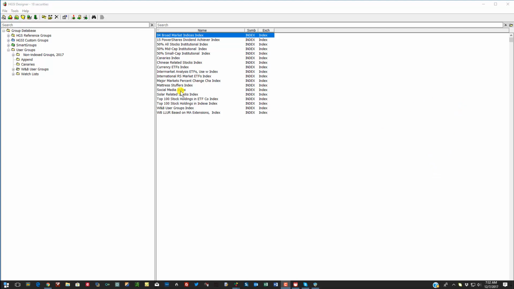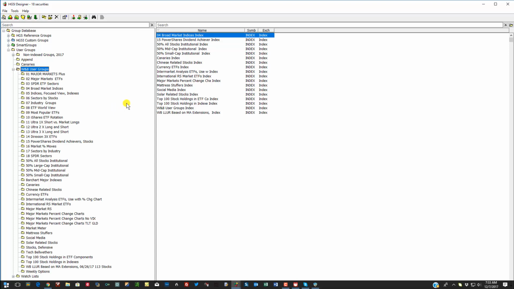This session is going to be about market analysis before the market opens. So what I'm doing is I'm going to go into the W&B user groups. These are groups that I created many years ago. They've been modified somewhat, but as you can see, there is a lot in here that you can use. But I'm going to concentrate on some ETFs this morning.